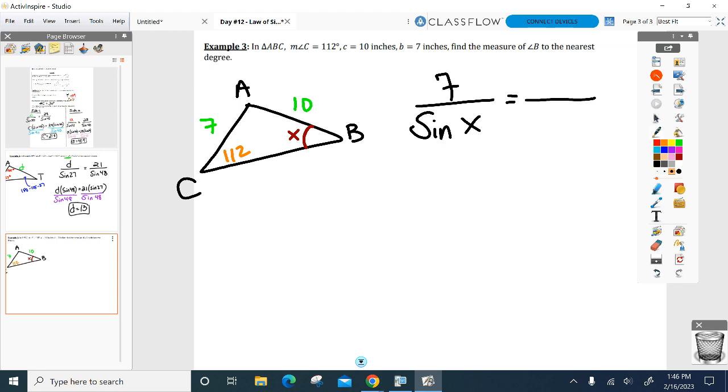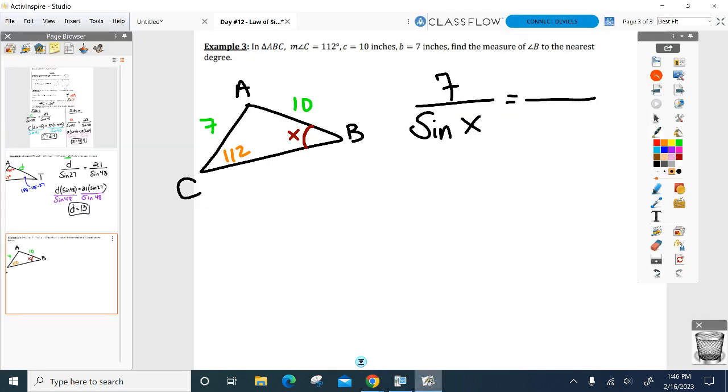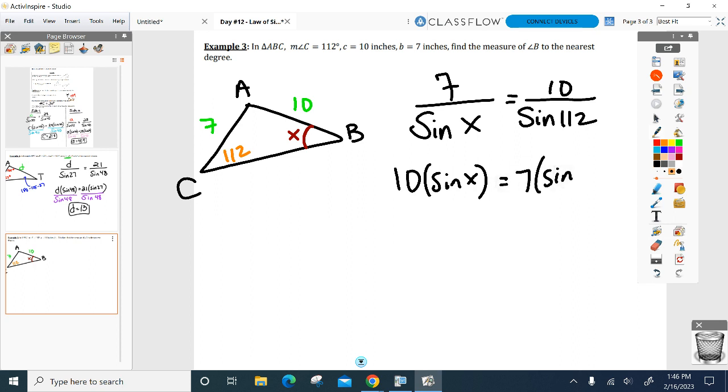What about on the other side? 10 over sine 112. All right, I'm going to slowly take our time here to cross multiply. So I have 10 times the sine of X on one side. On the other, 7 times the sine of 112.